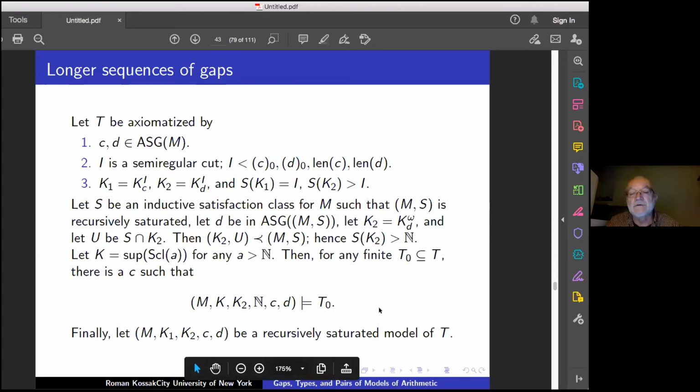And now we appeal to, well, just to resplendency. I have a theory of an expansion of a model that's consistent, and it's a recursive set of requirements. So the model itself is expandable to a model of the theory. And now this M, K1, K2, C, and D are a model of T. And that's the example that is a counterexample to Smorynski's conjecture.